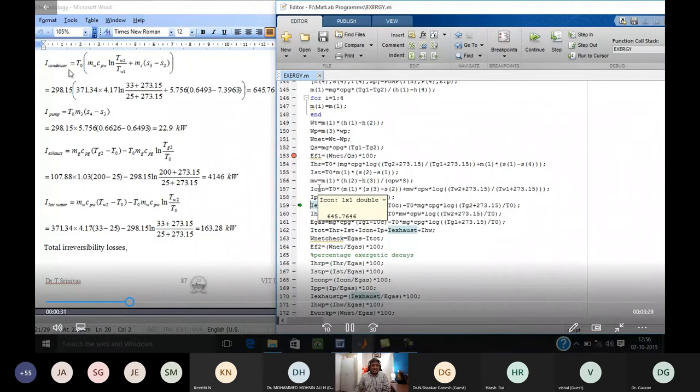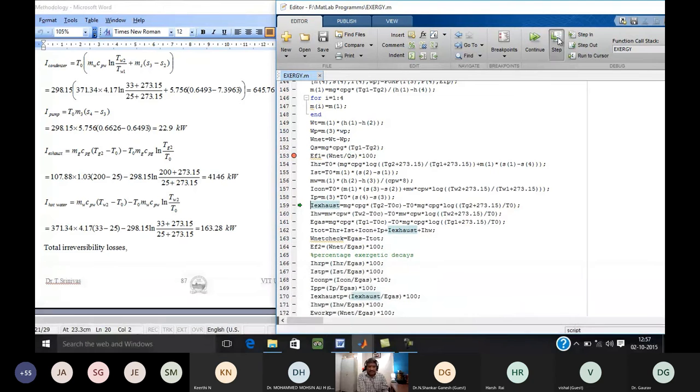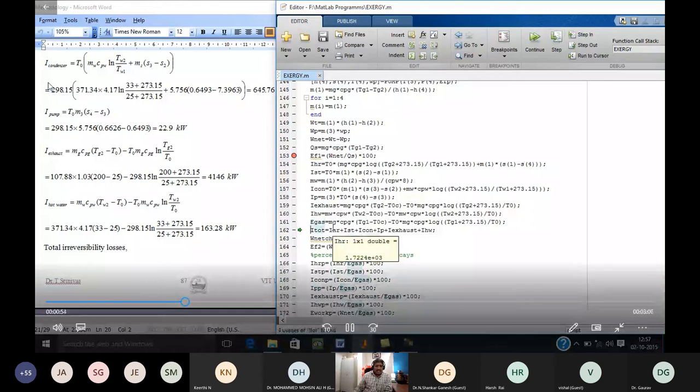Actually, on the left side you can see the formulation for the exergy of each and every component. To analyze any system, the power system may be a single fluid system or a binary fluid system. First, we have to formulate the mass balance, energy balance, and exergy balance. After this formulation, in terms of exergy, I am saying exergy is associated with each and every component we have below.